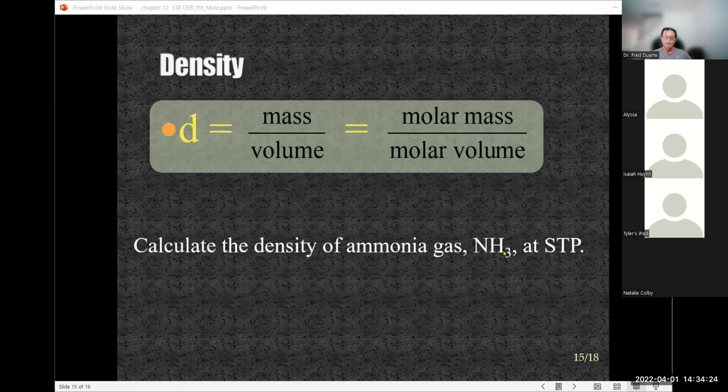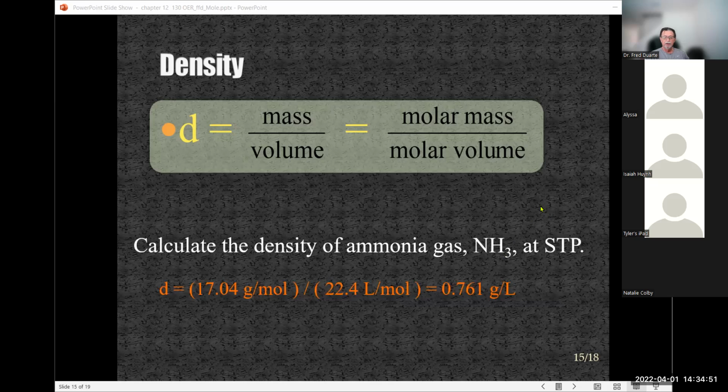Okay, which brings us to density. We did talk about density before. Density, again, is another ratio, which is the mass over volume, okay? Now, if we are at STP, we can simply calculate the density of a gas by taking the molar mass and dividing it by the molar volume, okay?